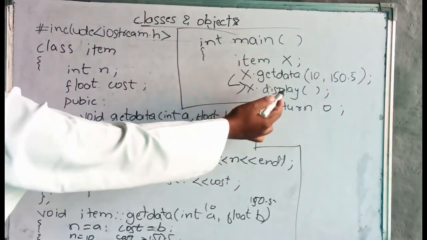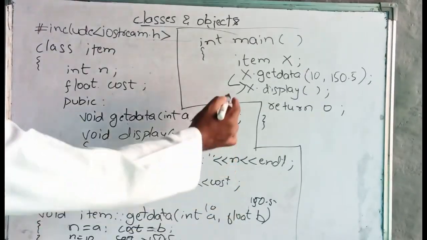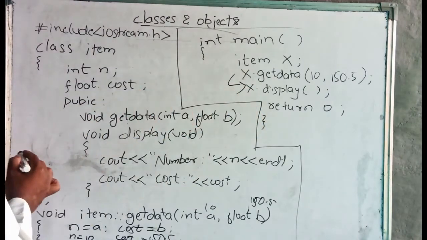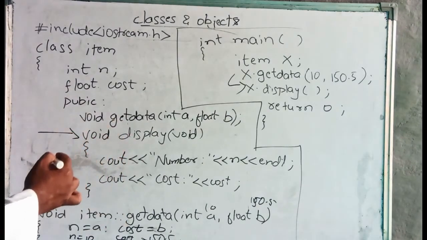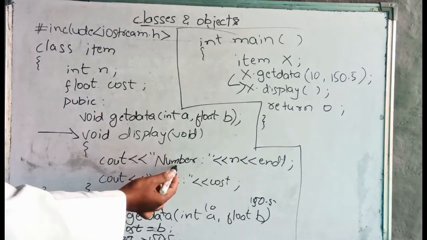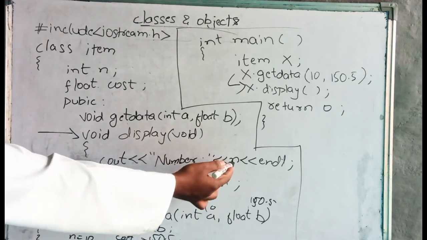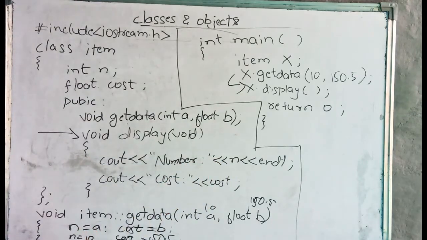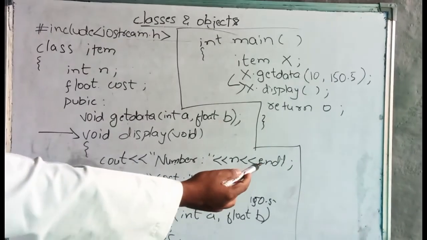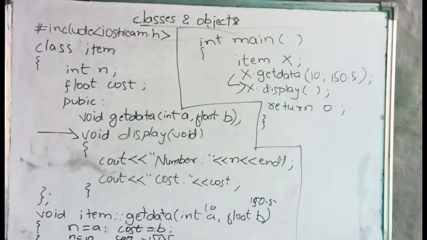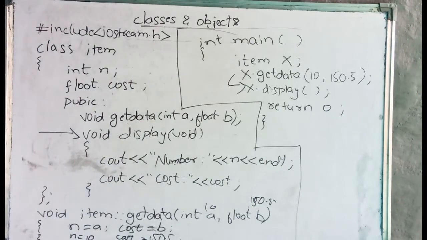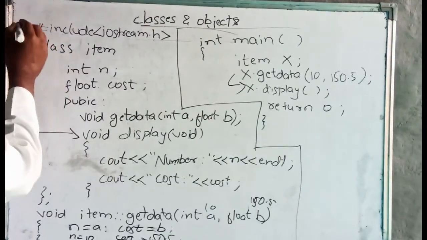Here we are calling the display function. Display function is called, so it will directly come to the display function. Here what happens? We are displaying the values. See cout n. What is the n value? Here we have initialized it, so the n value is 10. Here 10 will be displayed. endl, you already know, means to go to a new line, we use endl. It will go to a new line. Here what is the output? I will write the output here first.